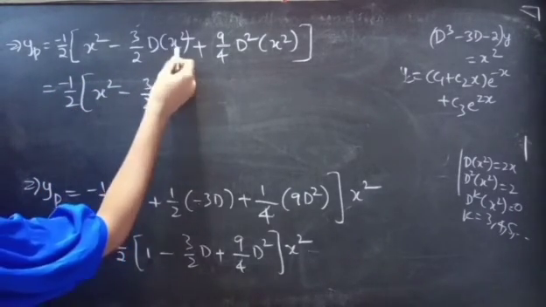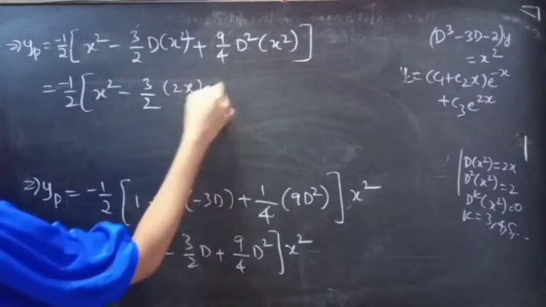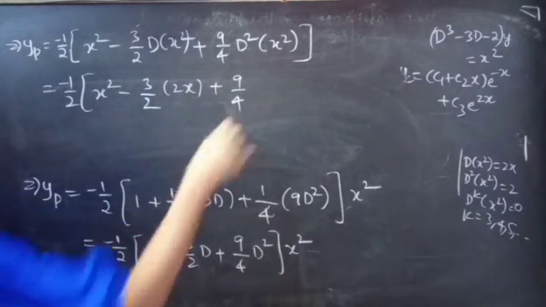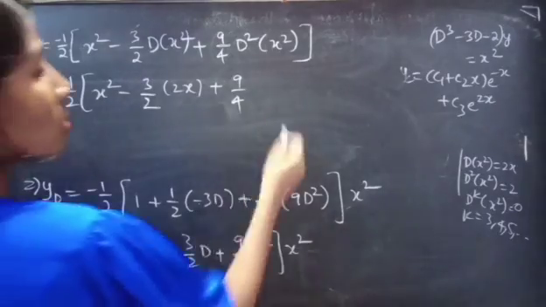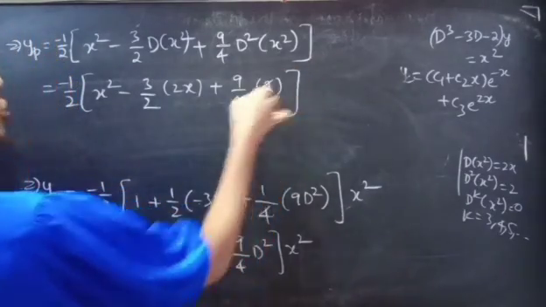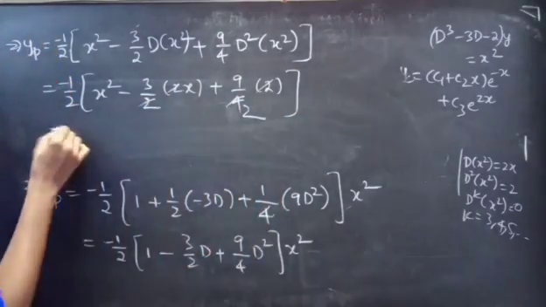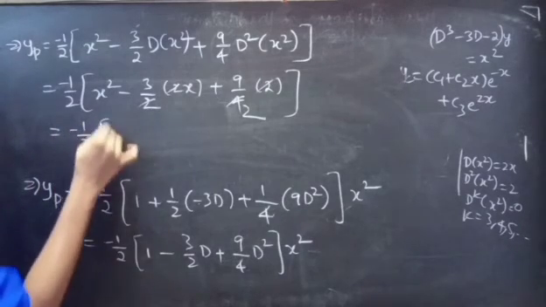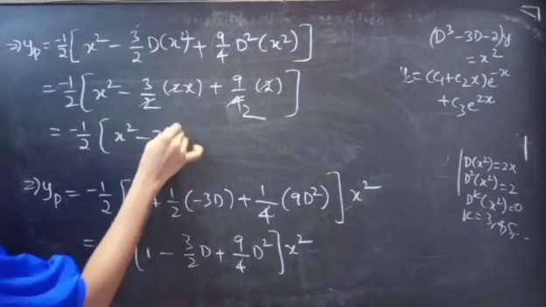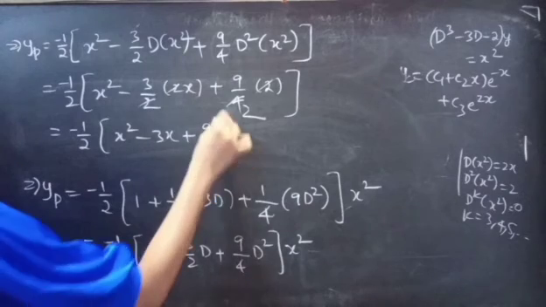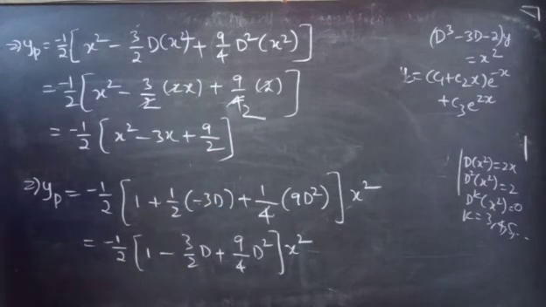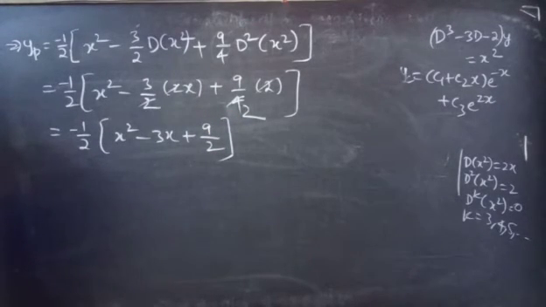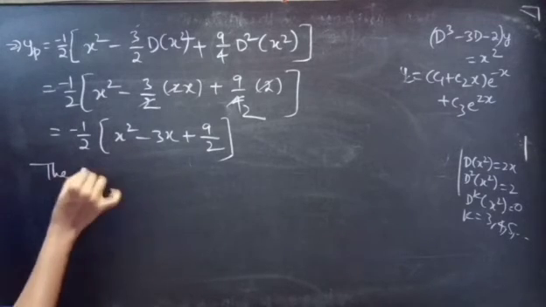We have the derivative of x square, which is 2x, plus 9 by 4 into d square of x square, which is 2. 2 ones are 2, 2 twos are 2, and the 2 gets cancelled. This is equal to minus 1 by 2 into x square minus 3x plus 9 by 2, which is our required yp.